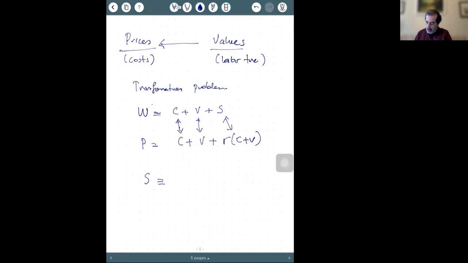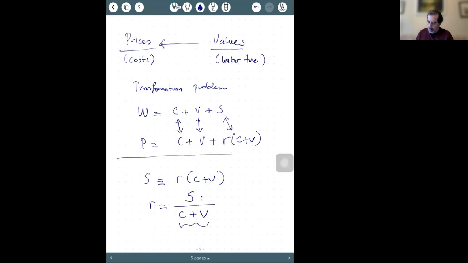R times C plus V. And from this, we can see that R is equal to S over C plus V. S is surplus value. C plus V is total capital. So basically, profit rate is by definition, of course, equal to the ratio of total amount of profit divided by the total quantity of capital, which is equal to this.